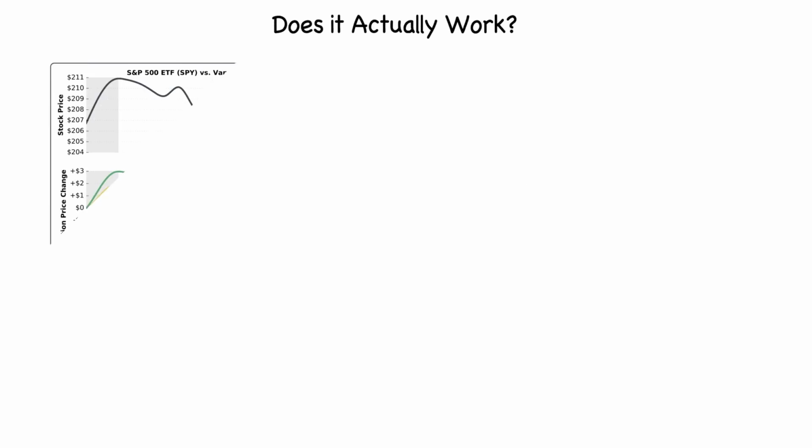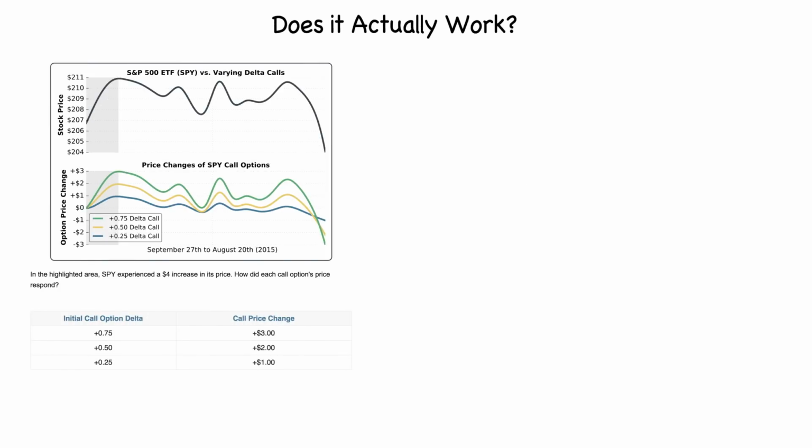So is delta actually accurate in practice? Well, to figure this out, let's look at a real example of a stock price change relative to the option price change of varying delta call options. In this chart, we're looking at a change in the S&P 500 ETF, which is SPY, and we're looking at the SPY call options with 25, 50, and 75 delta. In the shaded region, SPY increased by $4.